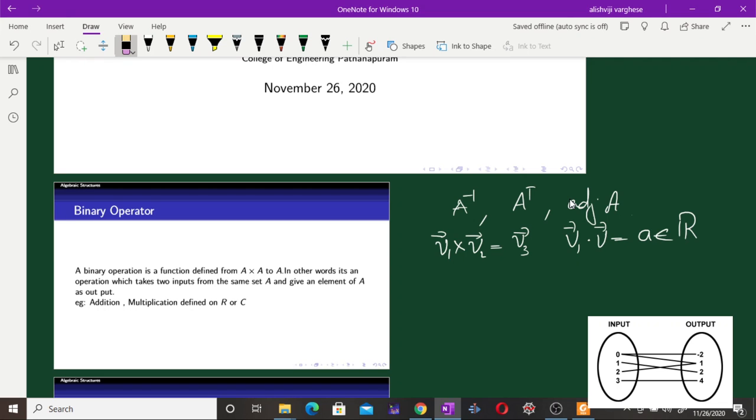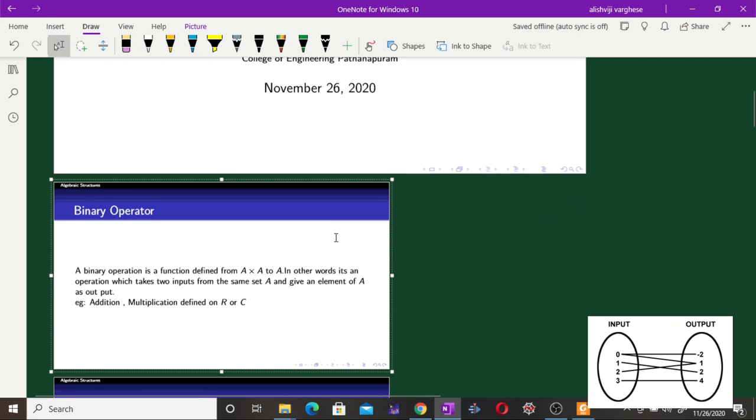And the same is the case with the scalar multiplication of a vector. There we have two inputs, but they are not from the same set. So that also does not come under our discussion. So that's the concept of a binary operator. And the common binary operators are addition, multiplication, etc. defined on the set of all real numbers, complex numbers, matrices, vectors, etc.